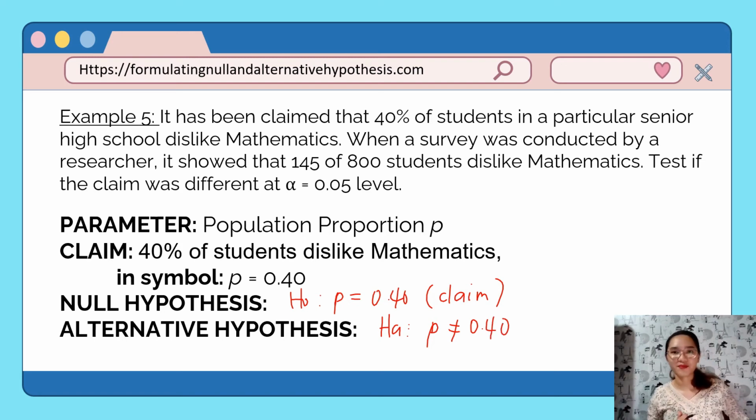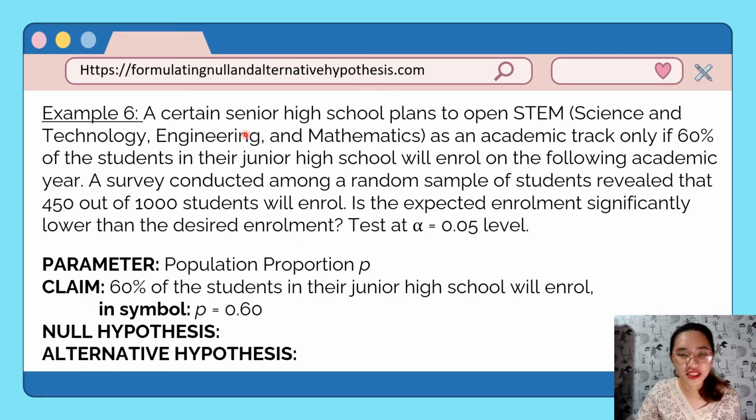So kabaliktaran yun. Okay? Another example, a certain senior high school plans to open STEM, science and technology, engineering, and mathematics as an academic track only. If 60% of the students in their junior high school will enroll on the following academic year. A survey conducted among a random sample of students revealed that 450 out of 1,000 students will enroll. Is the expected enrollment significantly lower than the desired enrollment? Test at 0.05 level of significance.